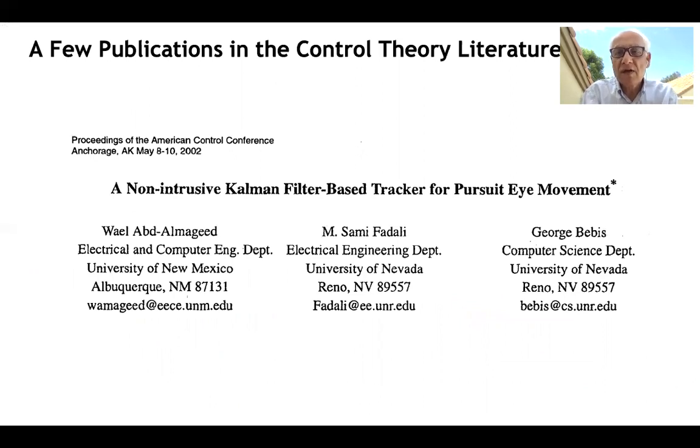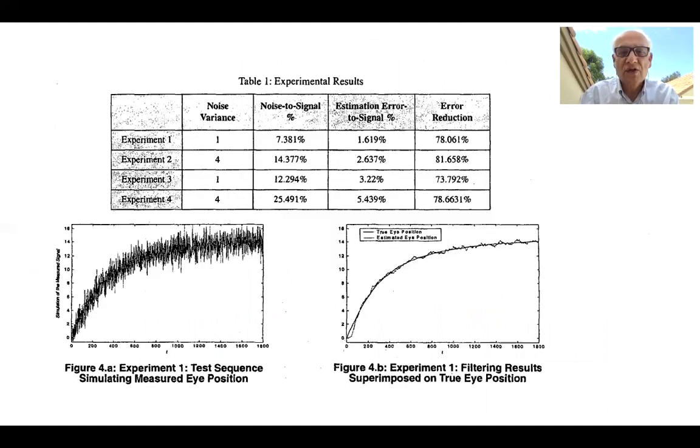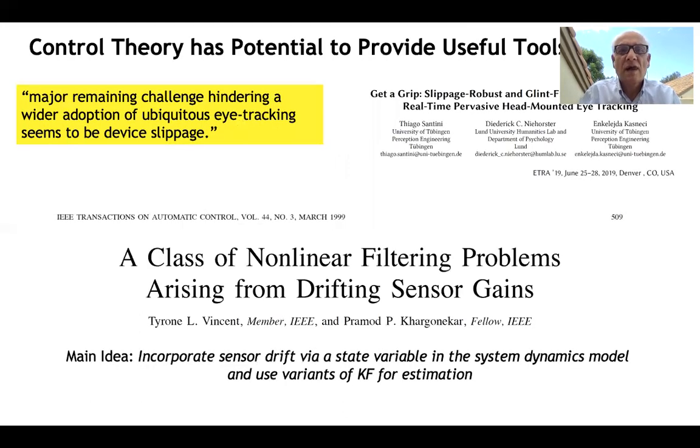There have been publications in the control theory literature on this. So this is actually a 2002 paper, a non-intrusive Kalman filter based tracker for pursuit eye movement. So that's a dynamic pursuit eye movement. And I thought I would just show you a result from their work. This is in American Control Conference, so not the kind of conference that your group might go to. And again, that shows on the right-hand side, the result from an application of a Kalman filter against the true eye position. And on the left-hand side is a test sequence that simulates. So you can see that it does a very good job of reducing error and smoothing the estimate.